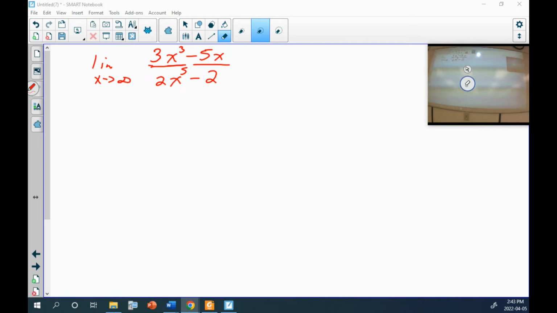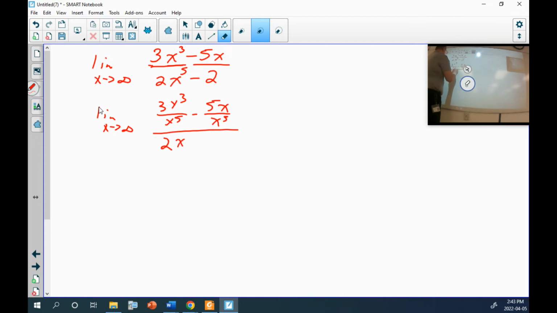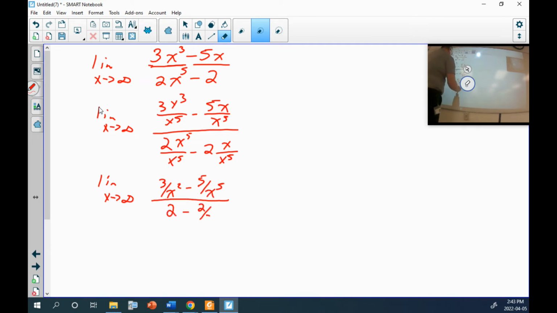The limit as x approaches infinity of 3x cubed over x to the fifth minus 5x over x to the fifth. Tidying that up a little bit, we end up with 3 over x squared minus 5 over x to the fifth, over 2 minus 2 over x to the fourth.